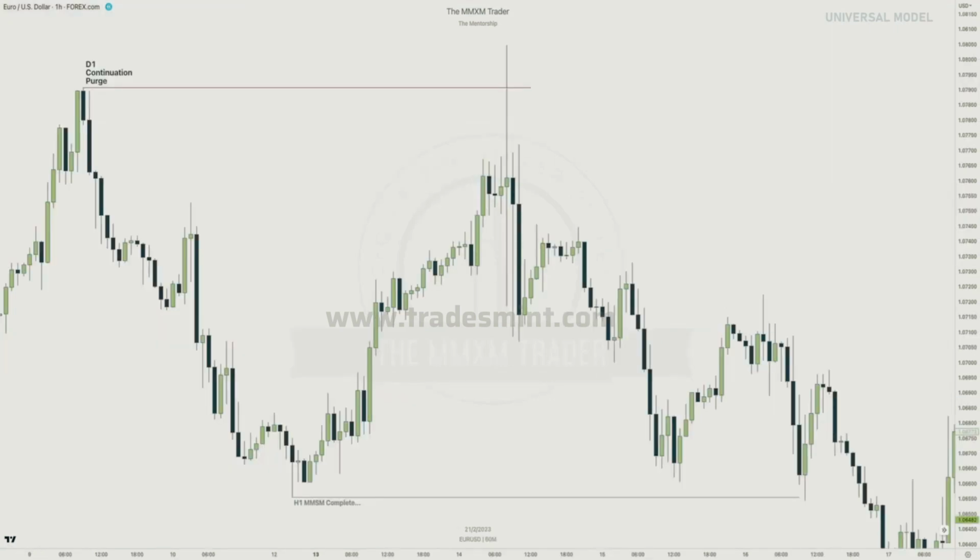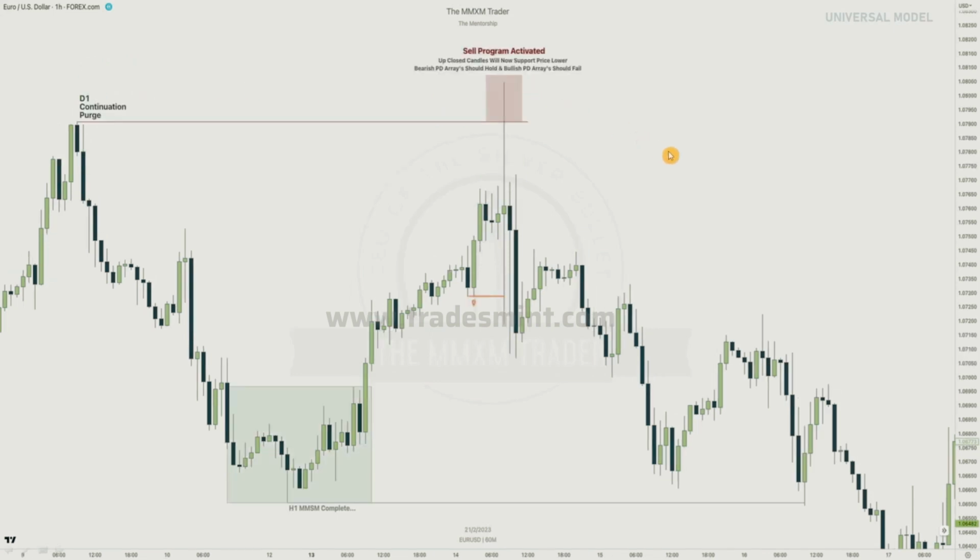So over here we got that 1 hour Euro USD chart, right? Market maker sell model is forming, right? Over here, that daily continuation purge. So we have a sell program activated, right? And once that sell program is activated, all up close candles will now support price lower. So all bearish PD arrays should also hold and bullish PD arrays should fail, right?